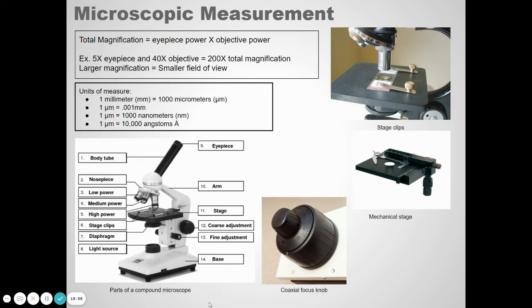Units smaller than millimeters that we'll use are called micrometers. There's 1,000 tiny micrometers in a single millimeter. We use this abbreviation here. This is the Greek letter mu. That symbol and M, that is the symbol for micrometers.